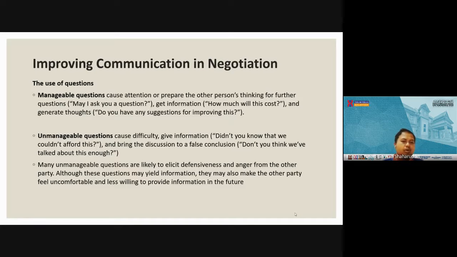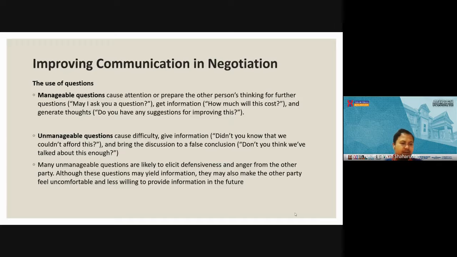Manageable questions call attention or prepare the other person's thinking for future questions. For example, may I ask you a question? To get information, how much will this cost? And generate thoughts. Do you have any suggestion to improve our current situation? Whereas unmanageable questions will cause difficulty. For example, when you give information, didn't you know that we couldn't afford this? Or maybe bring discussion to a false conclusion. Don't you think we've talked about this enough? So many unmanageable questions are likely to elicit defensiveness. So when you always practice this kind of unmanageable question, it will imply that you are being defensive.